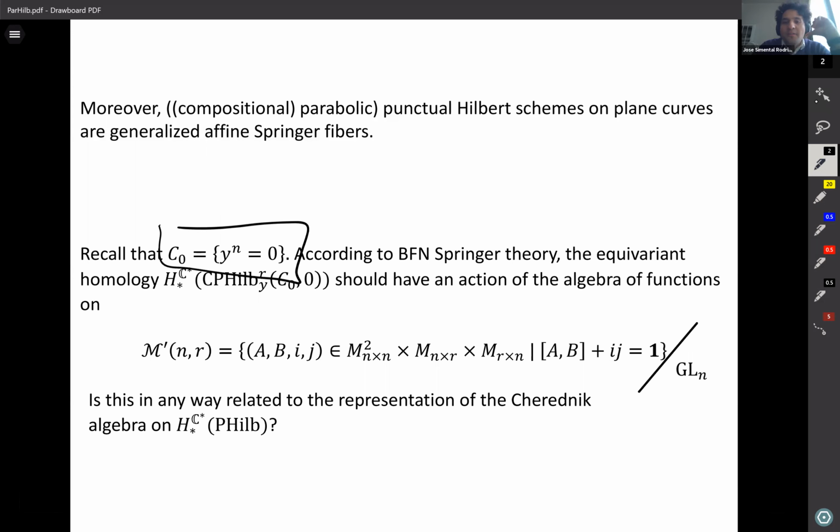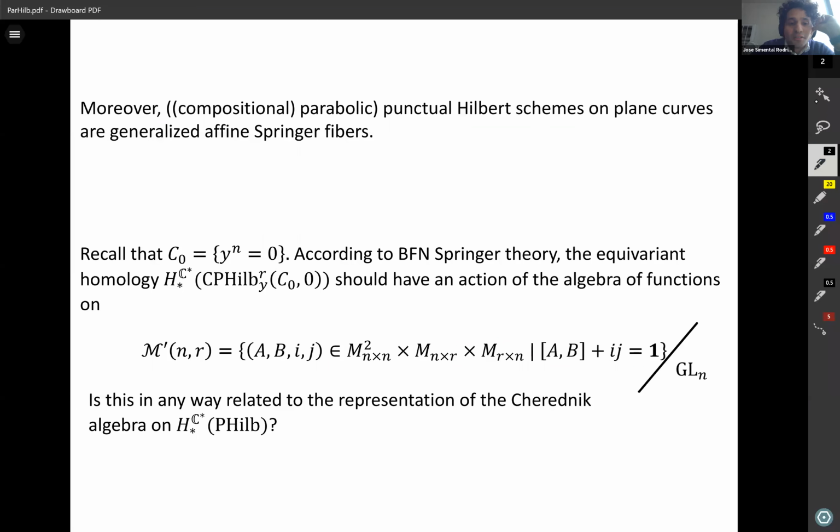According to BFN Springer theory, there should be an action of the algebra of functions now on this variety. So here what I have is not a quantization of the Gieseker algebra, but a deformation of it. Where remember that to define the Gieseker variety, I have the equation commutator of AB plus IJ is equal to 0. I deform it slightly and now I have it equal to 1. You can also get this as some sort of flavor deformed Coulomb branch.